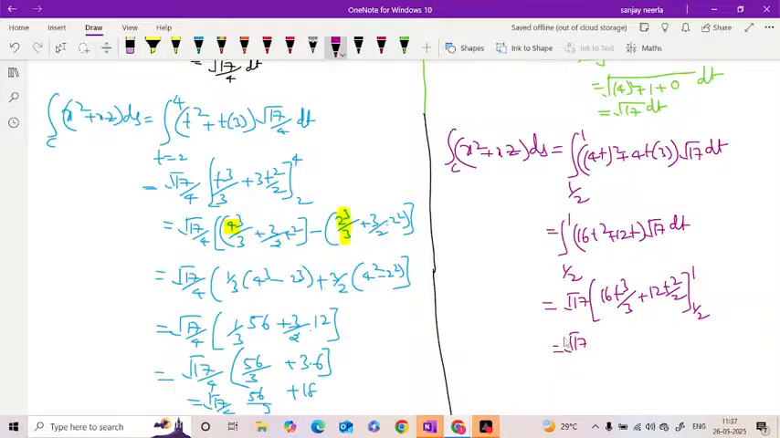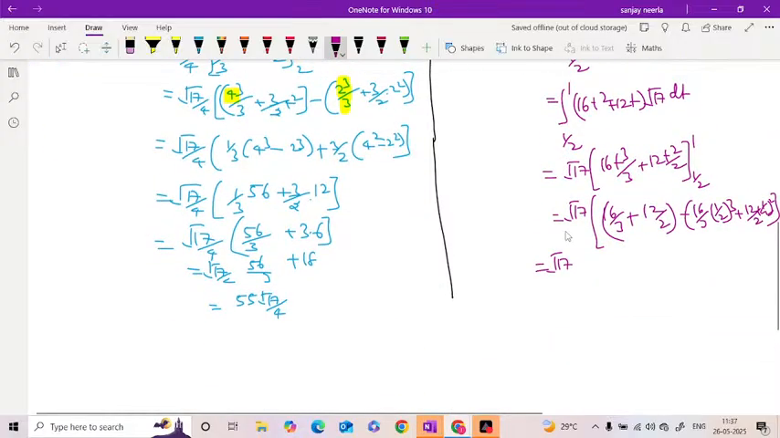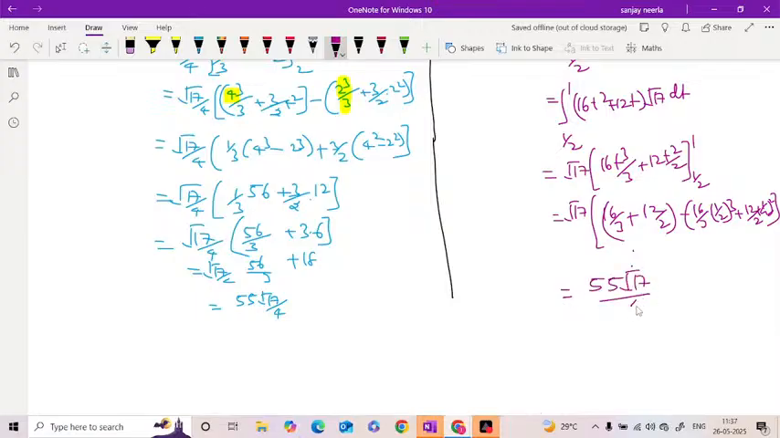Now we'll simplify. Upper limit is 1, so 16 by 3 plus 12 by 2. Lower limit is 1 by 2, so 16 by 3 into 1 by 2 whole cube plus 12 by 2 into 1 by 2 whole square, that means here root 17. So after simplification, I am giving this calculation part to you just to calculate. Definitely we'll get the result is 55 into root 17 by 4 only.